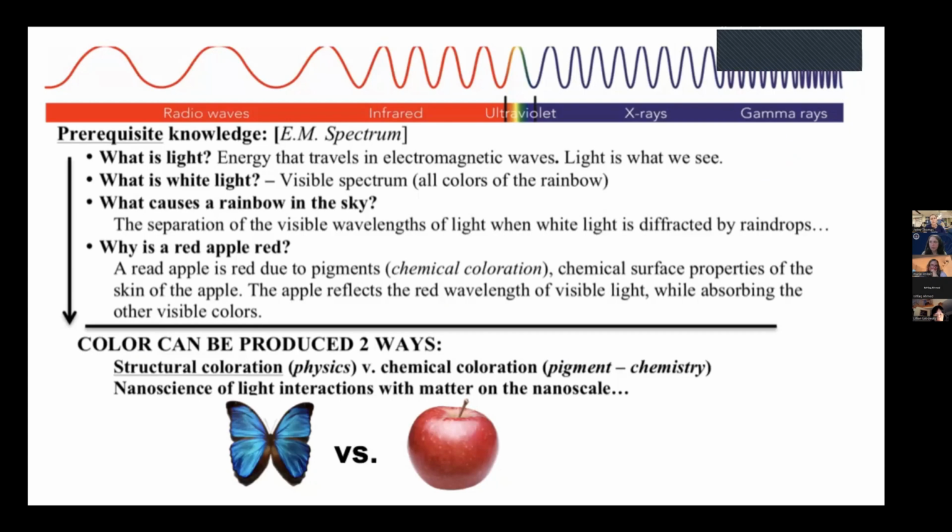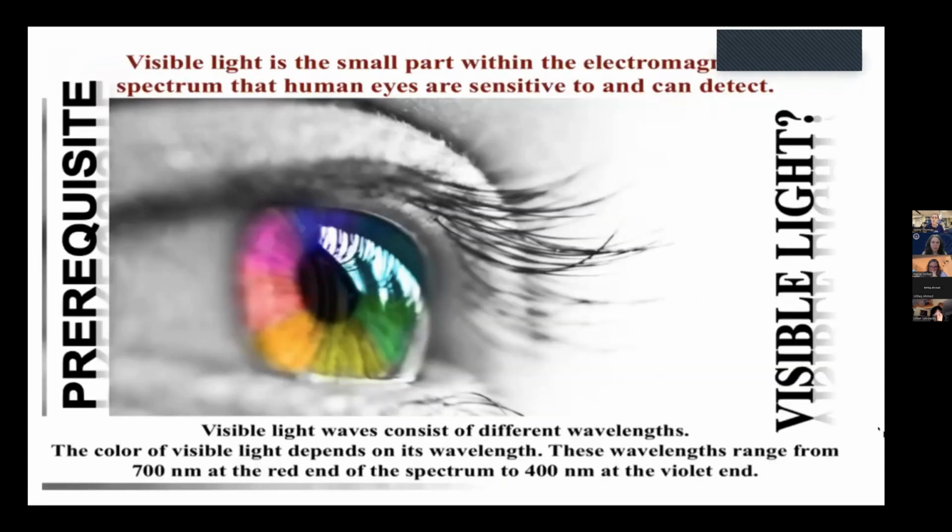So we can look at it from the standpoint of color can be produced in two ways. And when we talk about light energy, we're talking about pigmentation of objects and how they get their color. But as we dive into nanoscience, then we get into something that's a little different, structural coloration. So the visible spectrum is part of the electromagnetic spectrum, and visible light falls within the nanoscale. 400 nanometers to 700 nanometers approximately.